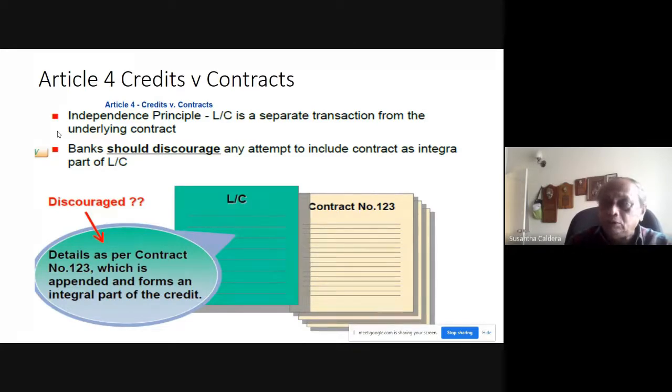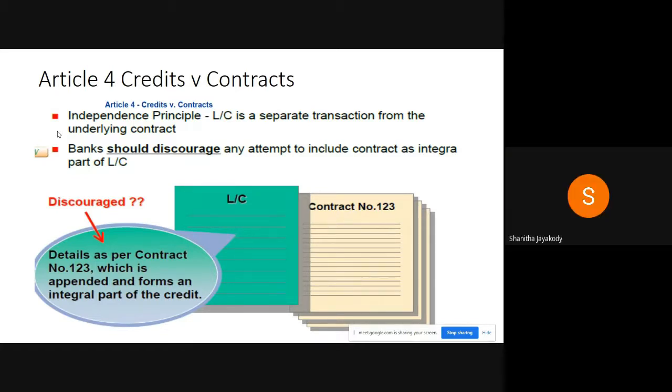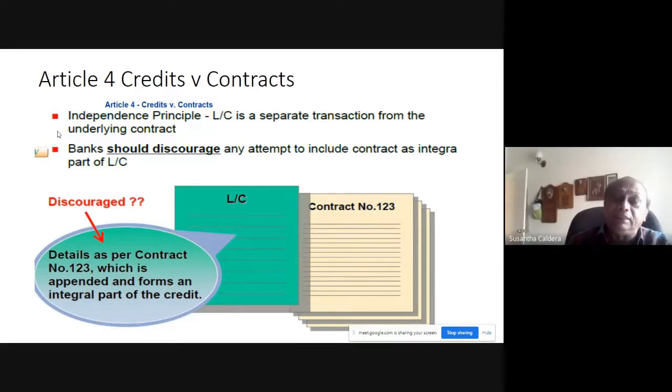So, for the sales contract, the parties are the beneficiary and the applicant. Is the applicant a party to the LC contract? No, sir. In that case, we have nothing to do with the applicant or the beneficiary's contract. They can have a contract, details as per contract number 1, 2. And the other thing, always discourage any attempt to include the contract as an integral part of the LC.